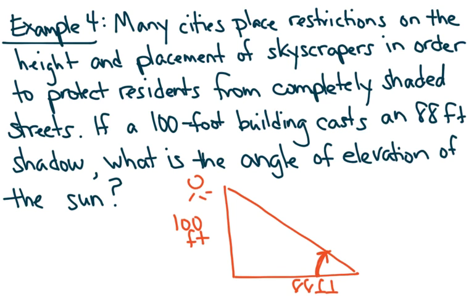Why is that the angle of elevation of the sun? Because the sun is going to be behind the building, which is what's causing the shadow. A lot of people think that the angle they're looking for is this one, because when I say angle of elevation of the sun, you want to pick the angle that's closest to the sun, but that's not what an angle of elevation is.